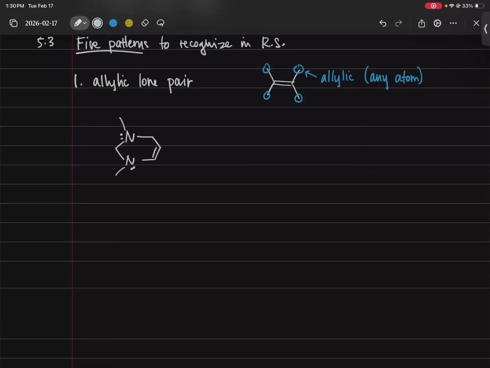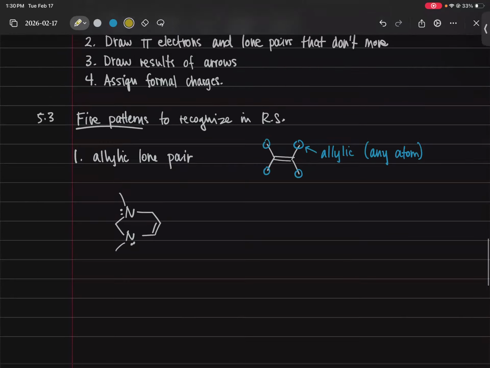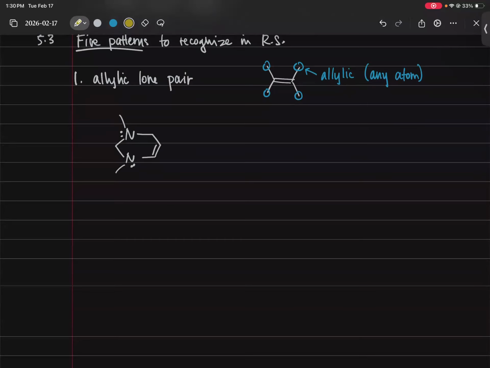Okay. So here's a molecule. It's a 6-membered ring with 2 nitrogens in it. One of them is allylic. One of the lone pairs is allylic. One of them is not. So the one on the top, is that an allylic lone pair or not?